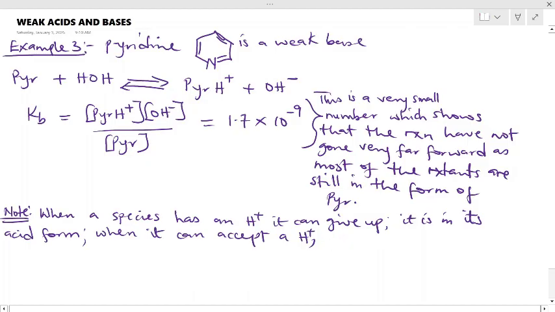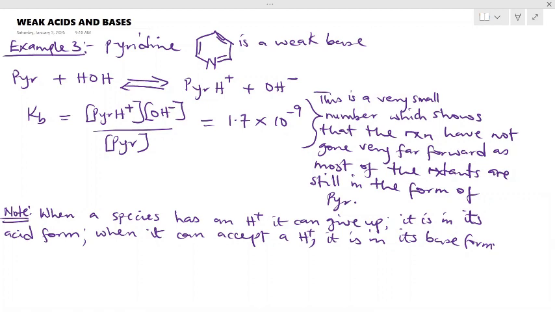All right. So when it can accept a hydrogen ion, it is in its base form. Acceptance, base form. Okay. So whether it is an acid or a base, it is not absolute.